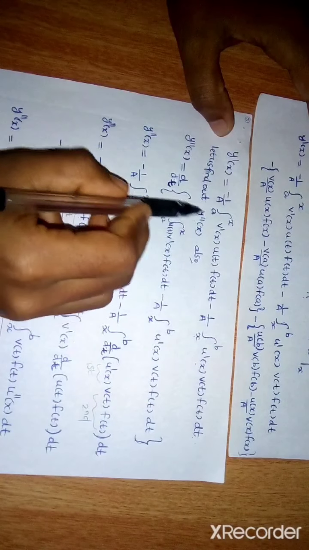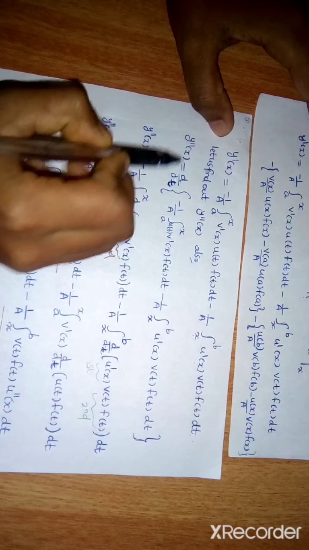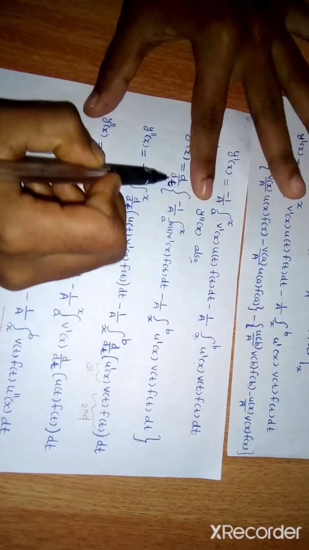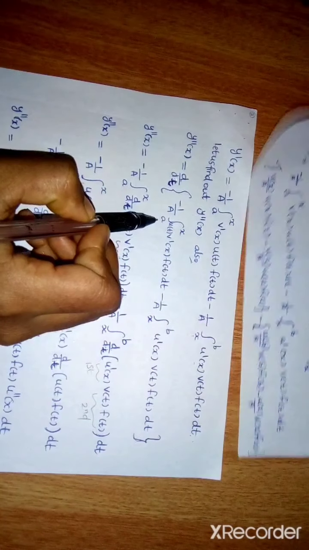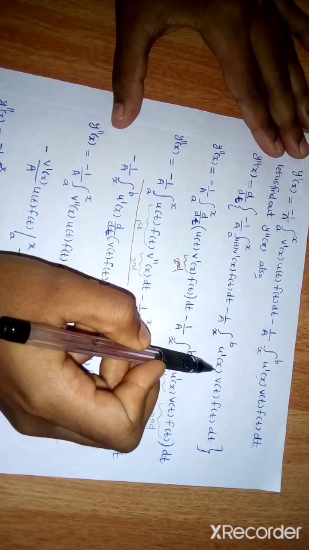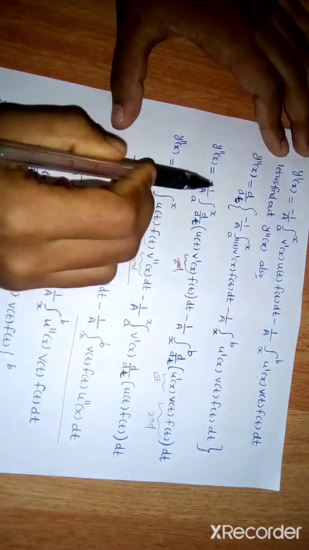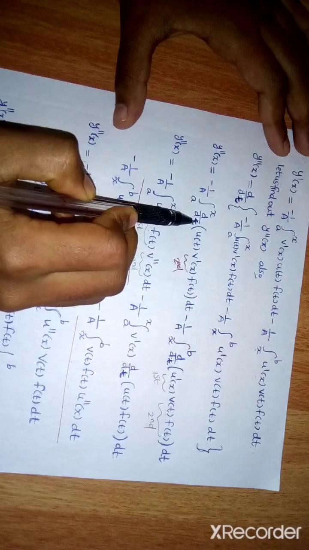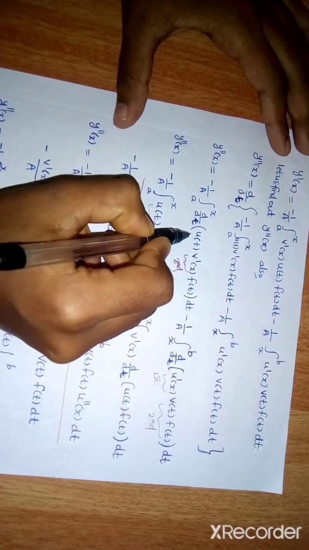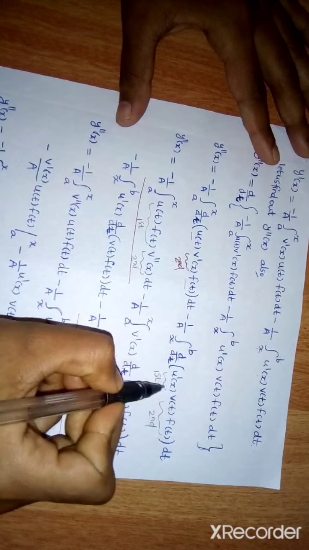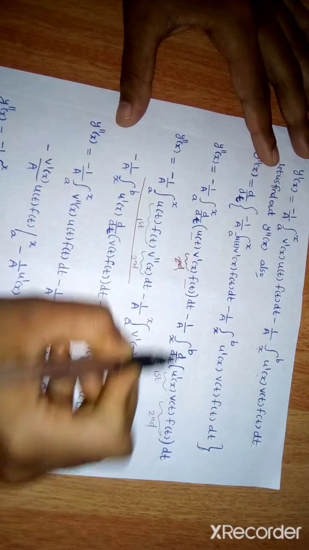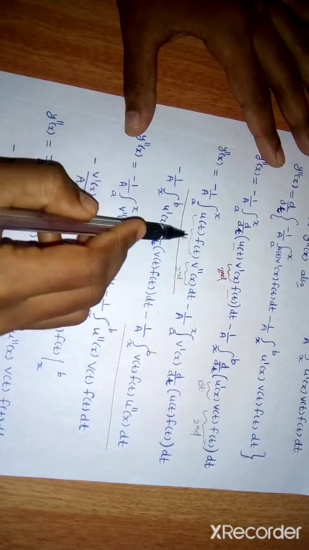Now let us find y double dash also. To find y double dash, we differentiate the whole equation with respect to x. Then d by dx of minus 1 by a integral a to x v dash of x u of t f of t dt minus 1 by a integral x to b u dash of x v of t f of t dt. Now the d by dx comes inside, and we treat v dash of x as the second term and this one as the first term. Similarly, this is the first term and these both of them we treat as the second term and apply the product rule. Then we get like this.